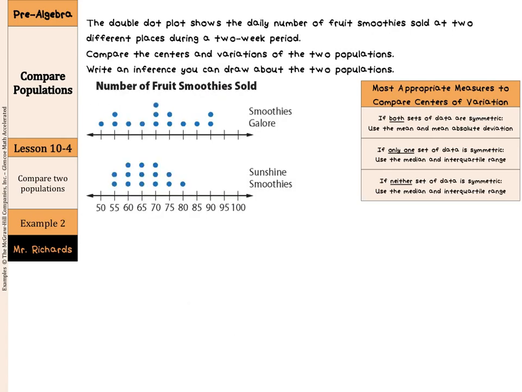In our second example, the double dot plot shows the daily number of fruit smoothies sold at 2 different places during a 2-week period. Once again, compare the centers and variations of the 2 populations, and write an inference you can draw about the 2 populations. Now, as we look at these dot plots, neither is symmetric again. So we're going to be using the median and interquartile range.